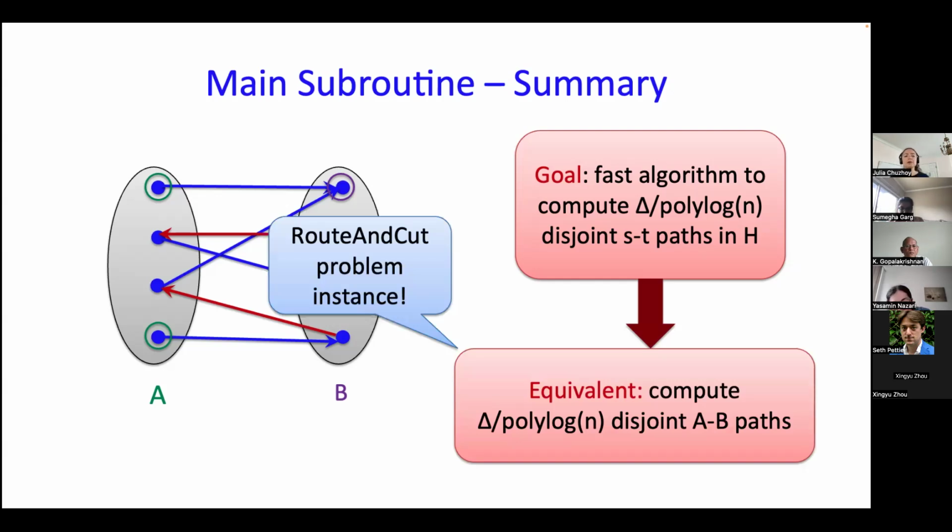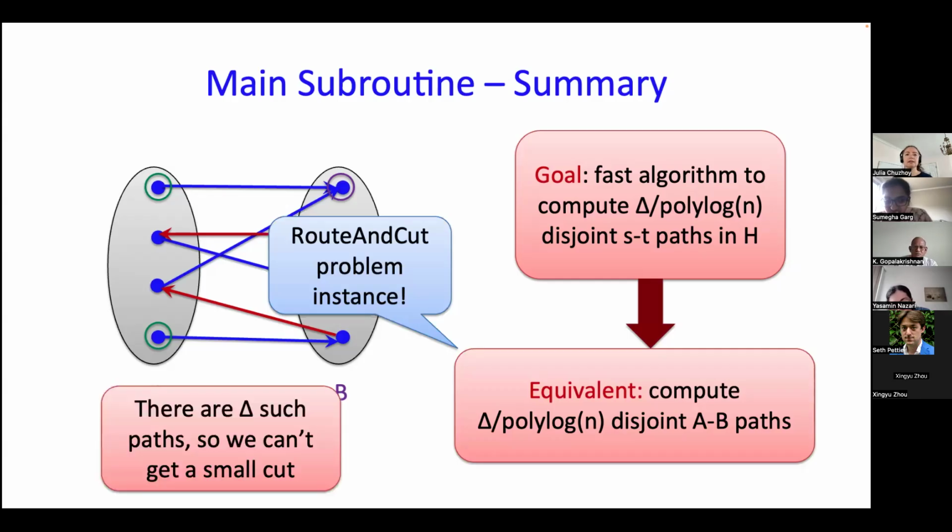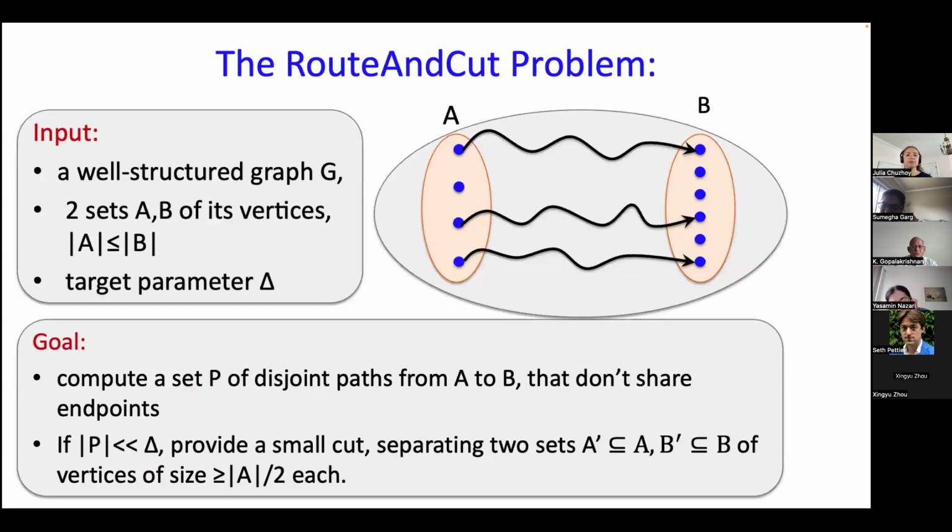Now, in the route and cut problem, sometimes if this large collection of paths does not exist, we'll get a small cut that separates many vertices of A from many vertices of B. But in our case, we know that such a large collection of paths does exist. So in our case, we'll never get the cut. We'll always get a really large routing. So if we can solve this route and cut problem, then we can solve the original problem as well. All we need to do now is get a fast algorithm for the route and cut problem.